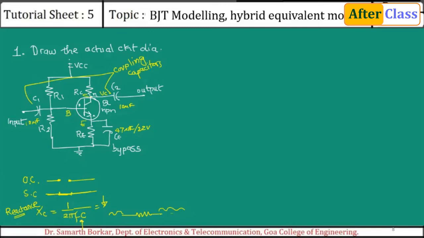So if the reactance is low, it will allow the signal to flow smoothly. So it is as good as a short circuit. So basically what we do, we short this. This is the first point, guideline 1. The second guideline, guideline 2, is short the coupling and bypass capacitors.